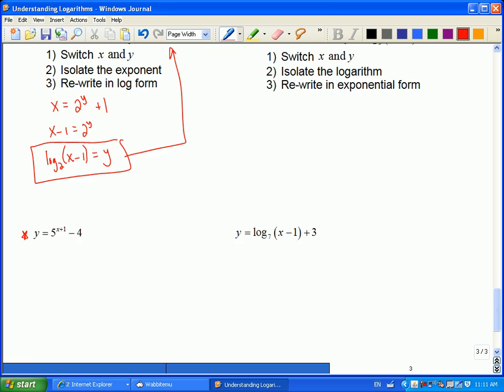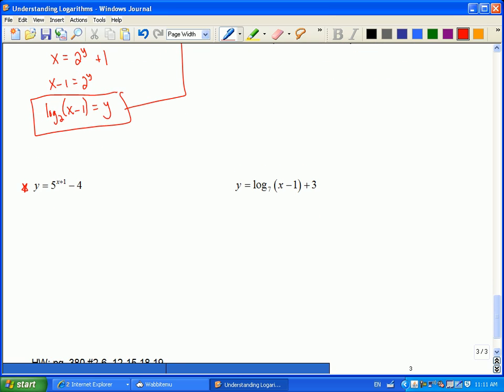Okay, so if you were on the right track, let's see how you did. I'm going to switch x and y, like I always do for inverse. And now I'm going to try and isolate it, so I have x plus 4 equals 5 to the y plus 1. And now I know this is a log in base 5 of x plus 4 will be equal to the exponent, which is y plus 1. So I might as well write this in standard form. It would be log base 5 x plus 4, and I'm subtracting the 1. Move it to the other side.